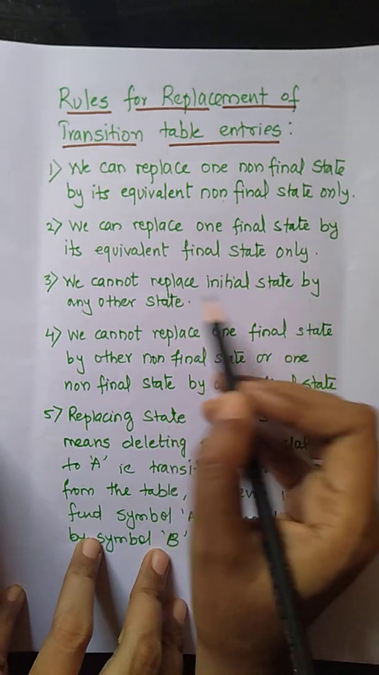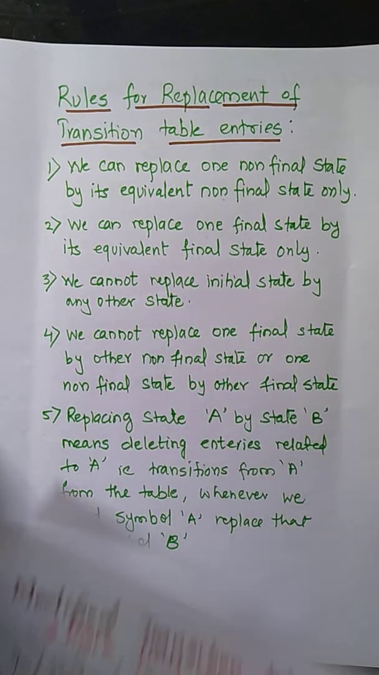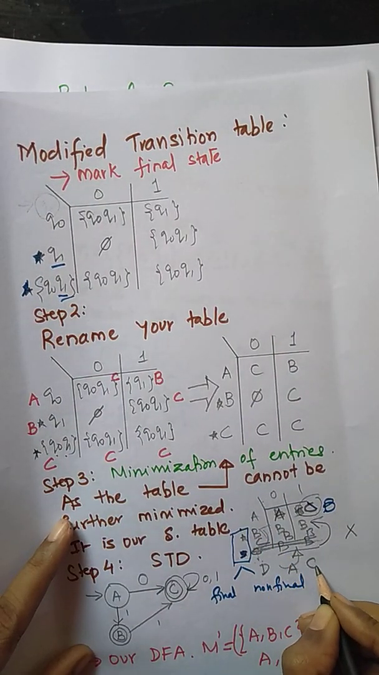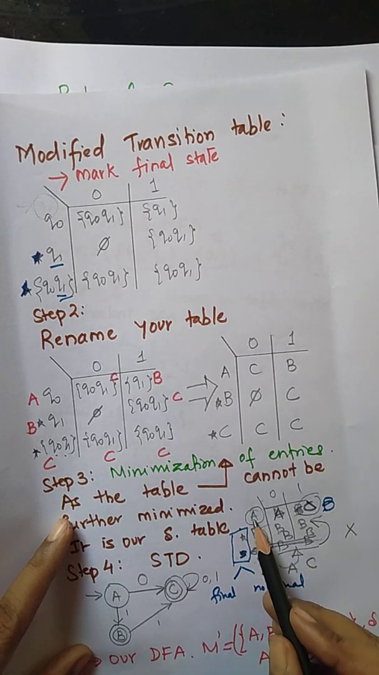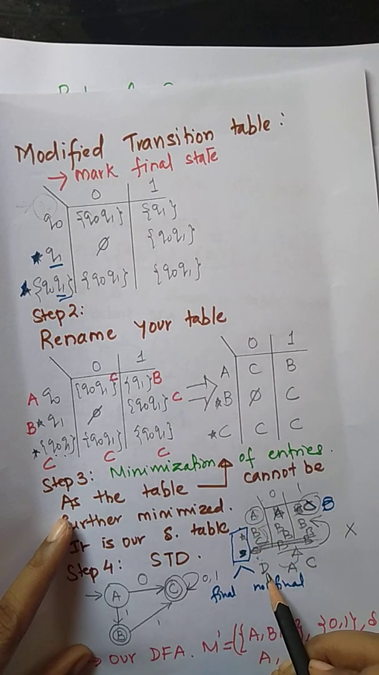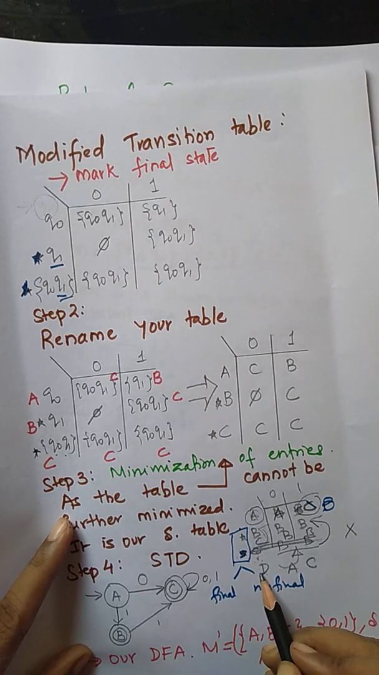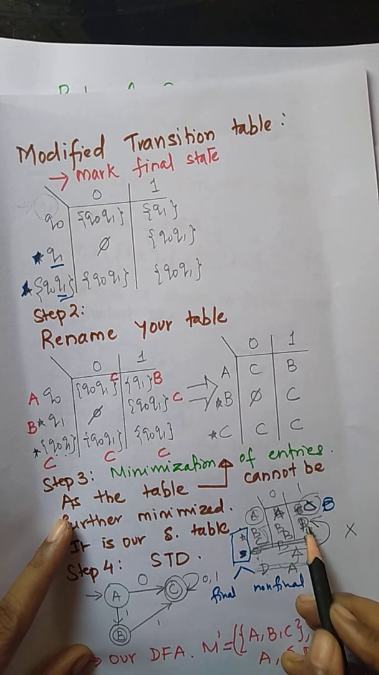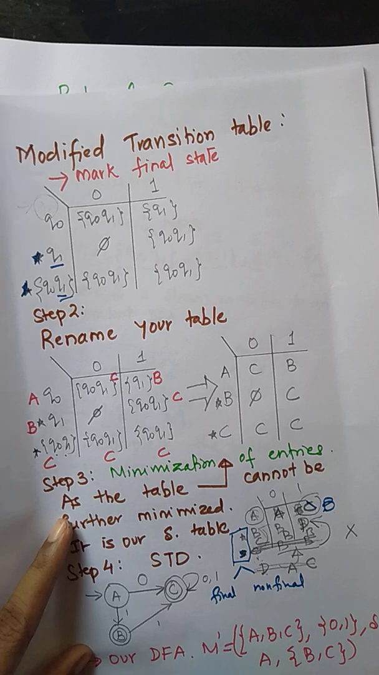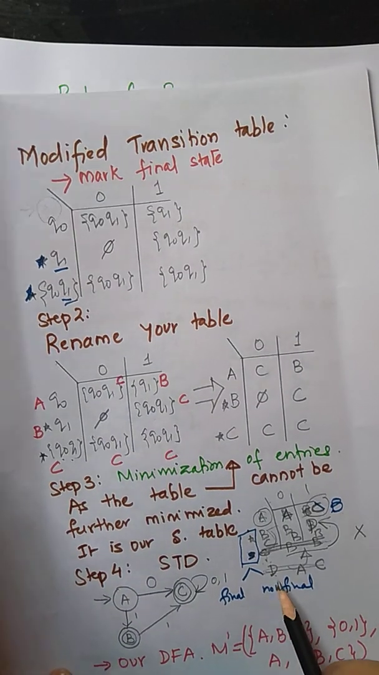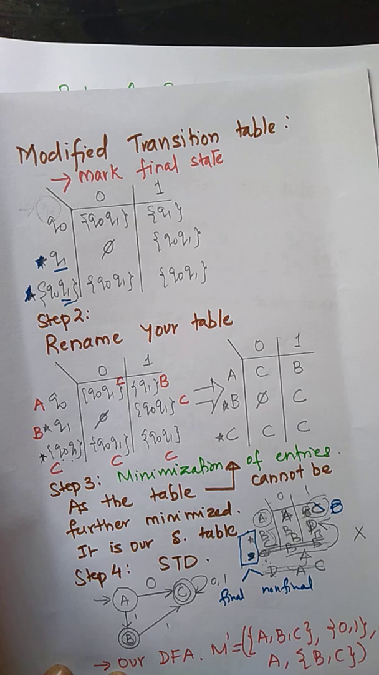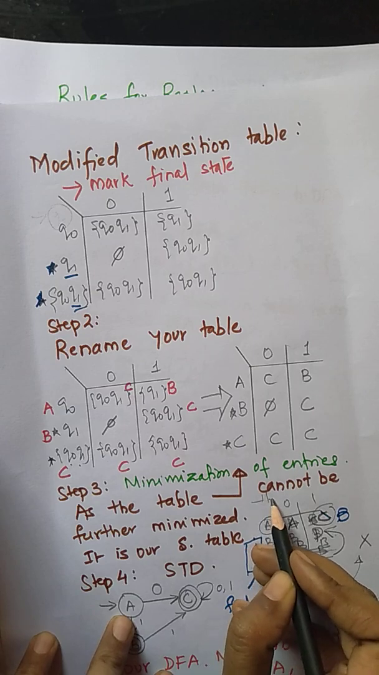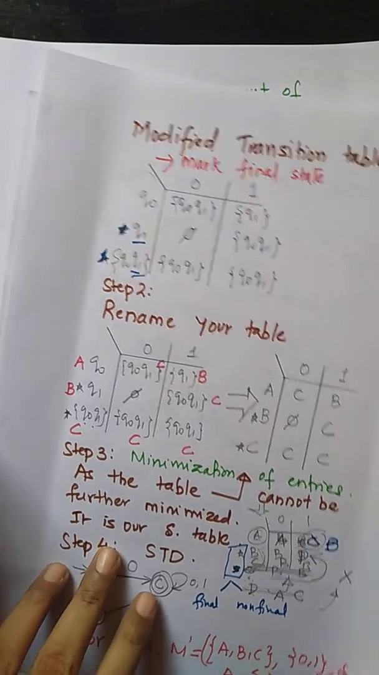We cannot replace the initial state by any other state. Suppose this A, we are having D here, A and for example C. A is the initial state. We cannot replace A by D, but we can replace D by A. So wherever we are having D, for example, we are having D somewhere here, D will be replaced by A, but we cannot replace the initial state. Here in this case, D will be replaced by A, but not in the reverse fashion. That is, always we are trying to search from the bottom, not from the top. That's why the initial state cannot be replaced by any other state.